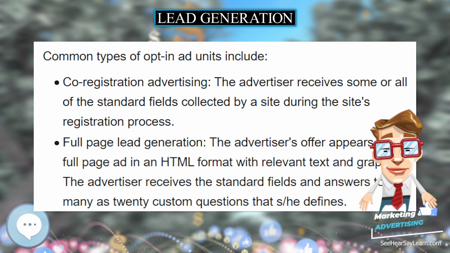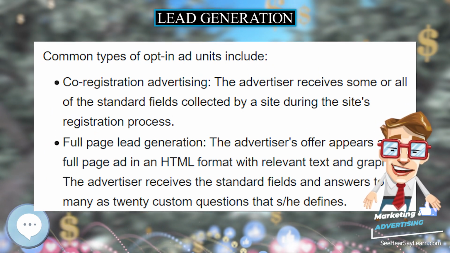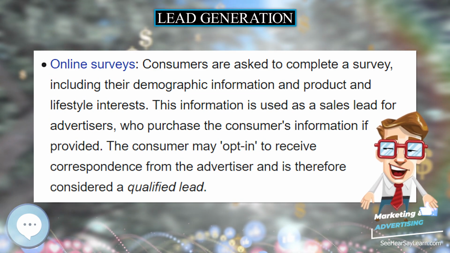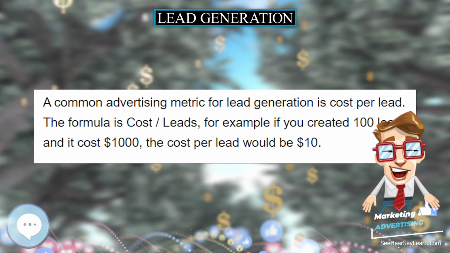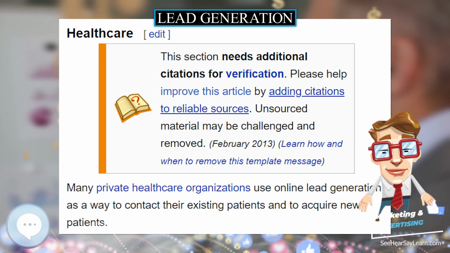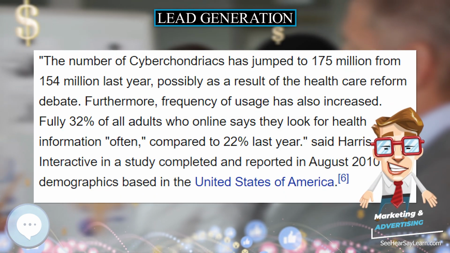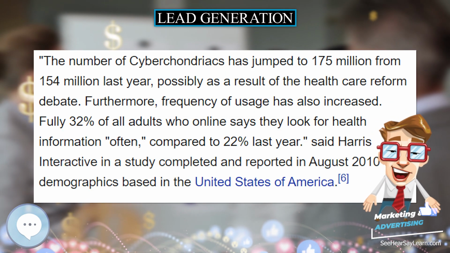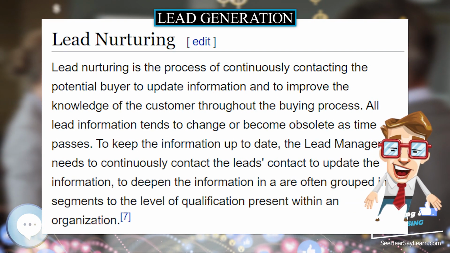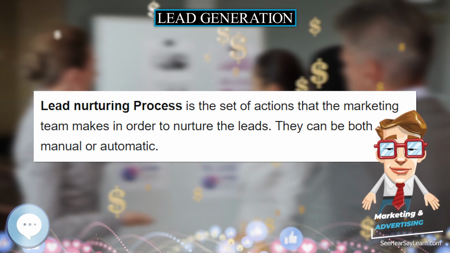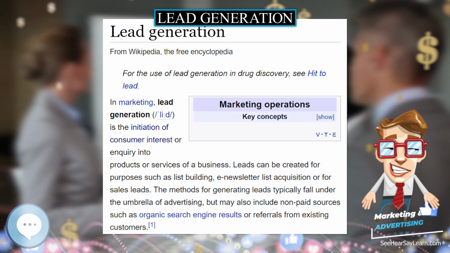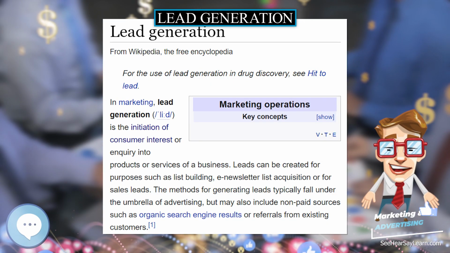Lead nurturing. Lead nurturing is the process of continuously contacting the potential buyer to update information and to improve the knowledge of the customer throughout the buying process. All lead information tends to change or become obsolete as time passes. To keep the information up to date, the lead manager needs to continuously contact the lead's contact to update the information. The lead nurturing process is the set of actions that the marketing team makes in order to nurture the leads. They can be both manual or automatic.